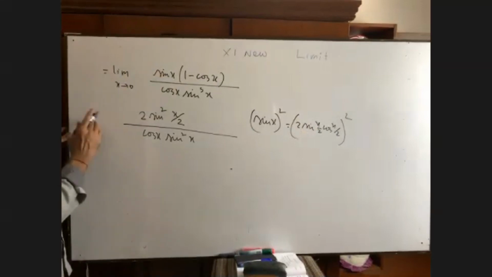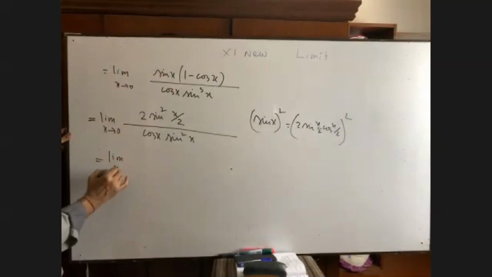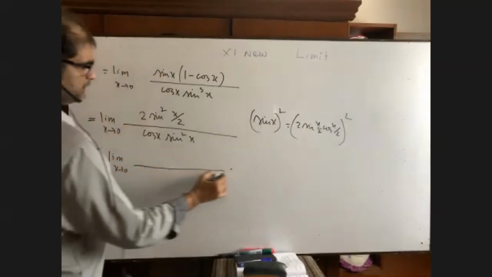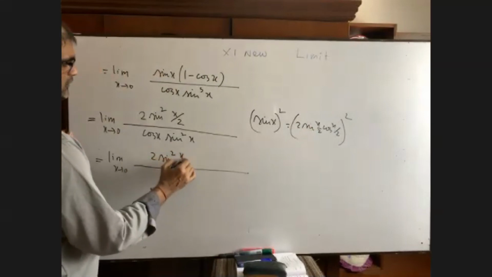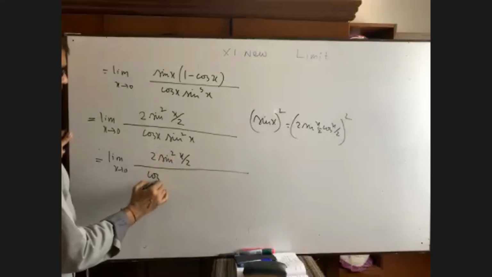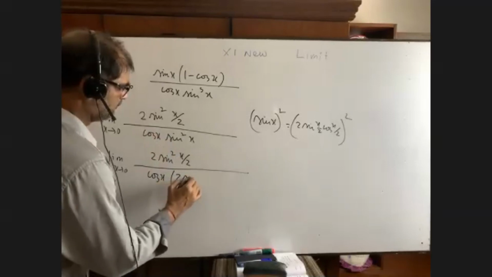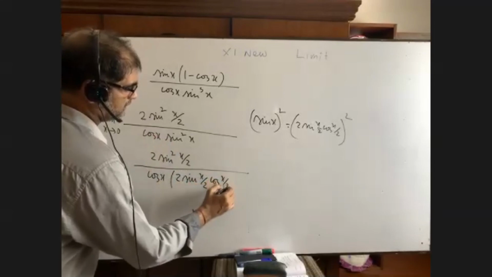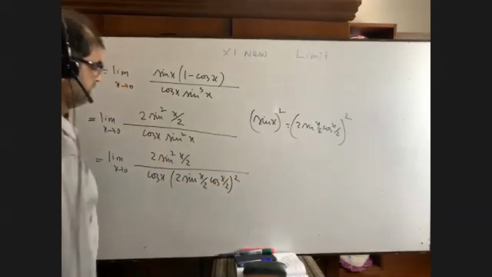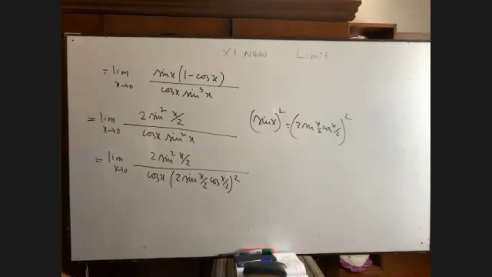Oh my God, I have not written the limit. Limit x tends to 0, right? Now you can write down limit x tends to 0, 2 sin square x by 2, cos x. Now, what is the formula of sine theta? Sine theta is 2 sine theta by 2 cosine theta by 2, whole square. Am I right? My dear students, do you know our math is done?